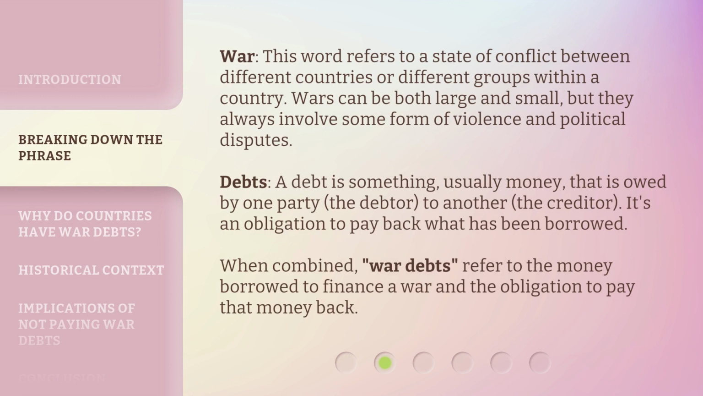War. This word refers to a state of conflict between different countries or different groups within a country. Wars can be both large and small, but they always involve some form of violence and political disputes. Debts. A debt is something, usually money, that is owed by one party, the debtor, to another, the creditor. It's an obligation to pay back what has been borrowed. When combined, war debts refer to the money borrowed to finance a war and the obligation to pay that money back.